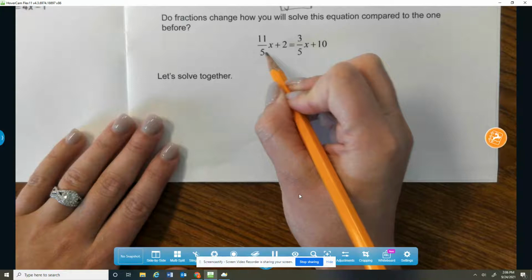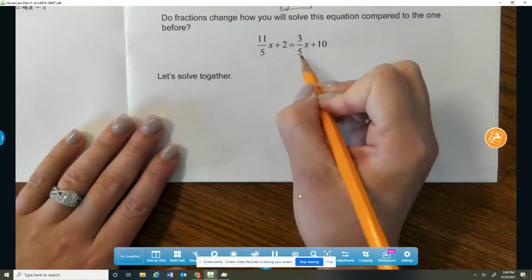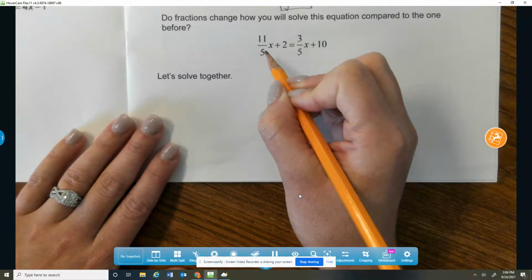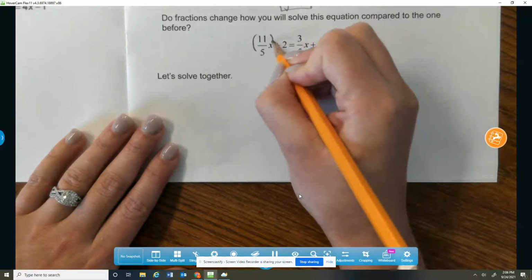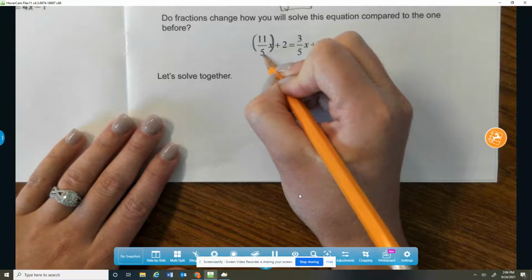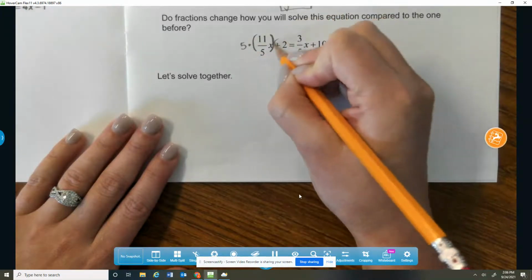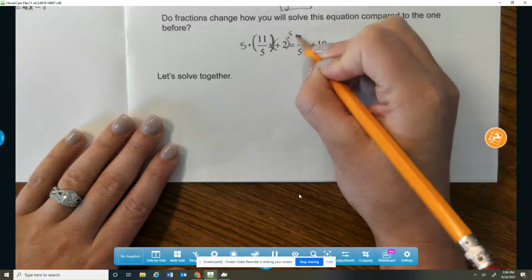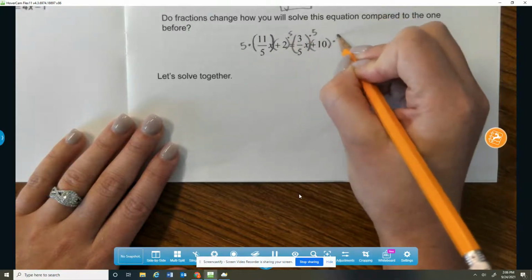Okay, so looking at my two fractions here, this one's going to be a little bit more simple because they both have the same denominator. So in order to clear the fraction, all I have to do is multiply each number in my equation by the denominator since they are the same. So I'm going to go ahead and show my multiplication on all numbers in my equation. So I'm multiplying everything times 5.